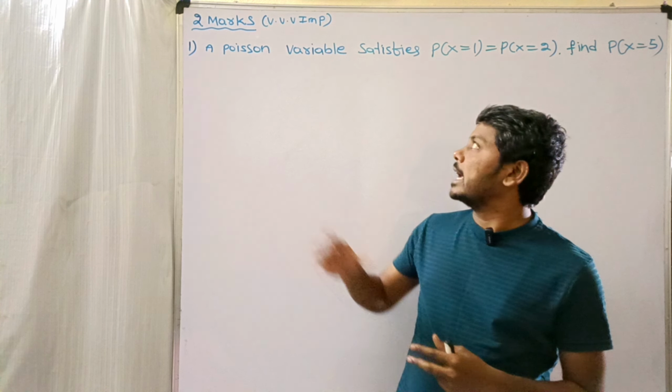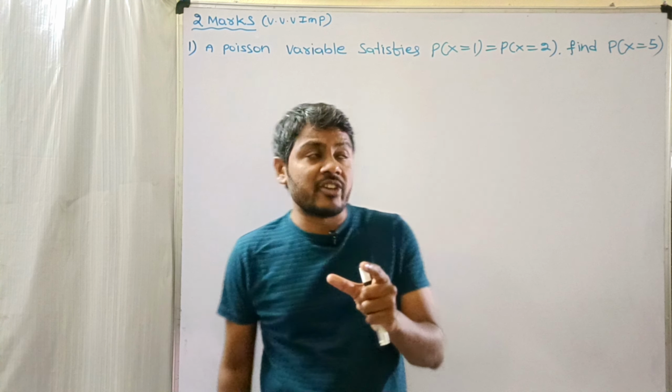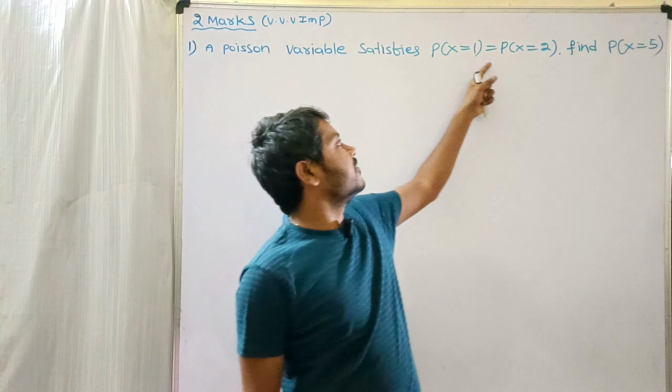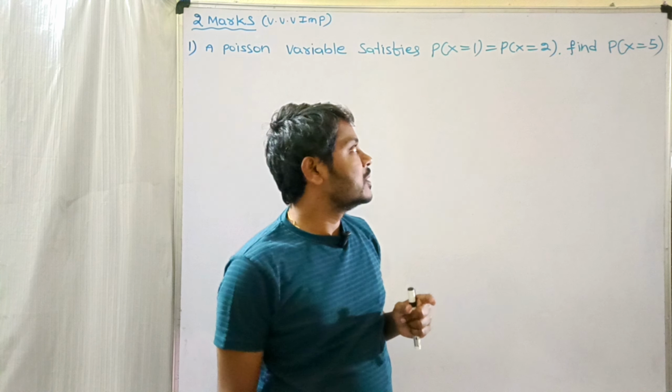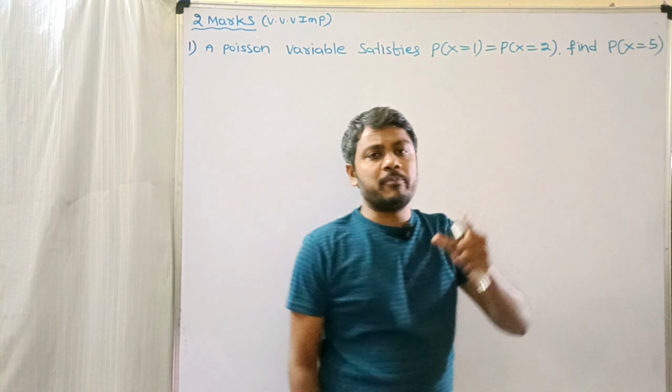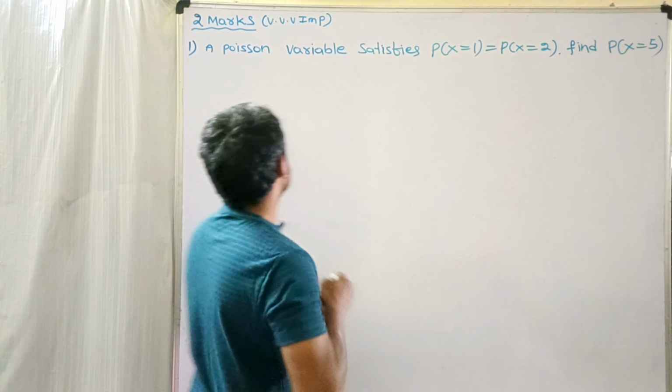See the question number 1. A Poisson variable satisfies P(X=1) equal to P(X=2). Then find P(X=5).